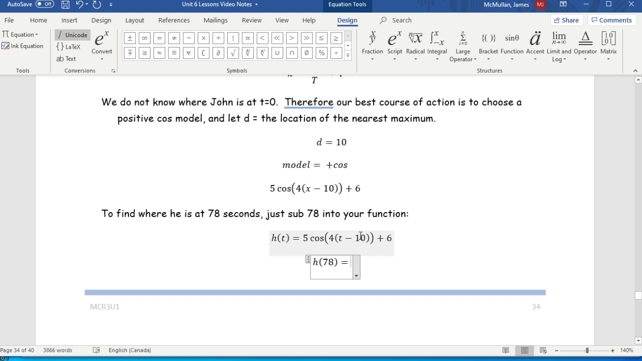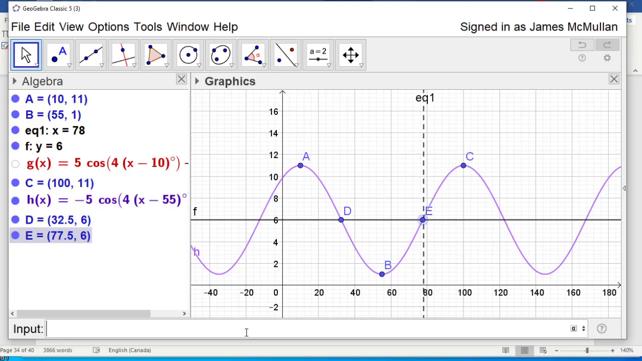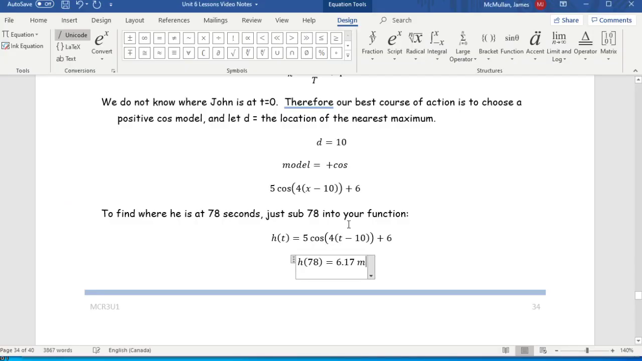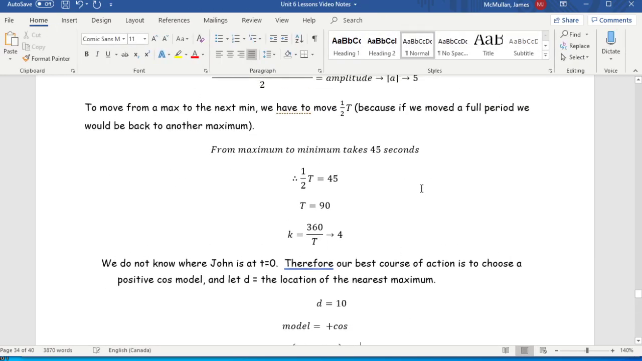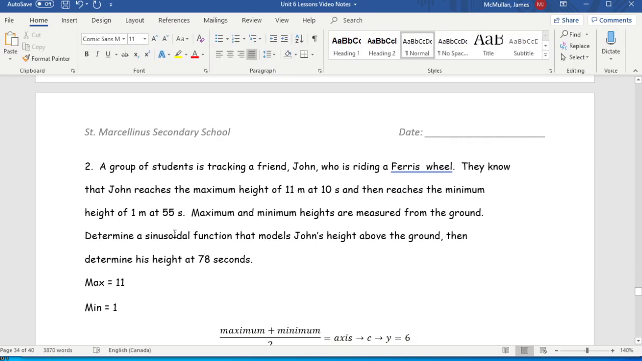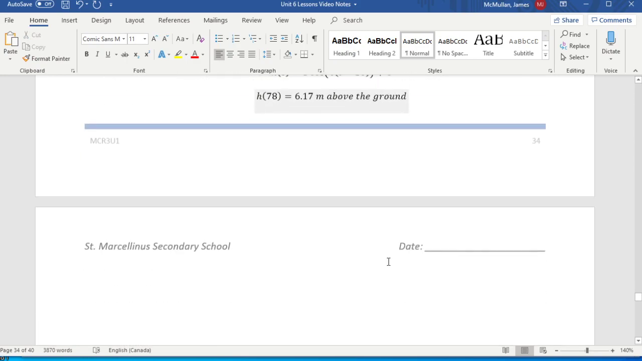So put a 78 there, subtract 10, you get 68, multiply it by 4, you get 240 plus another 48, you get 288. You take the cos of 288, which we know is a positive number because it's in quadrant 4, but it's not a very big number, and then you multiply it by 5 and add 6. So you're going to get something just above 6, right? So h of 78 gives 6.17 meters above the ground. That's all you got to do. Once you have the model, determining his height is really easy. You just plug in the number and get it.